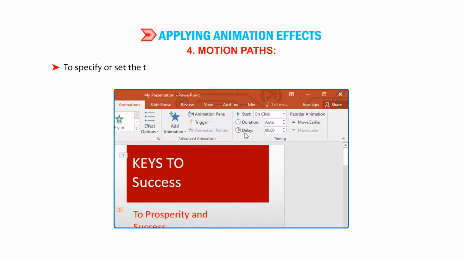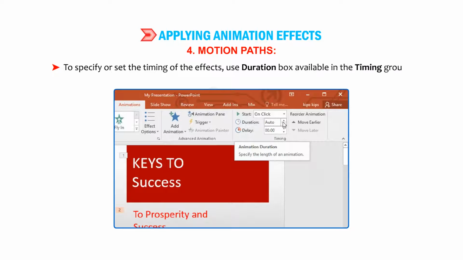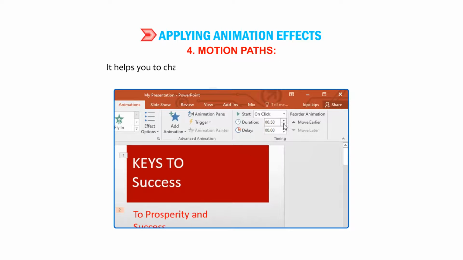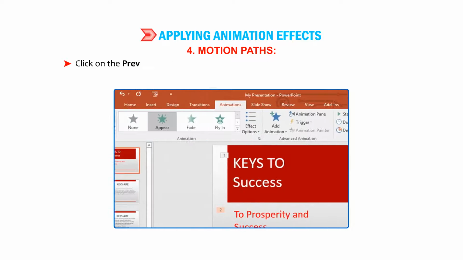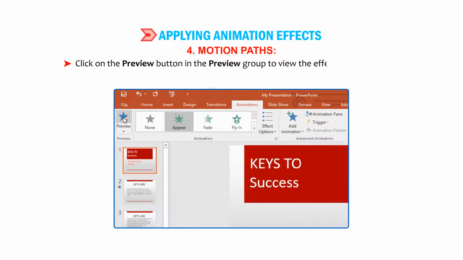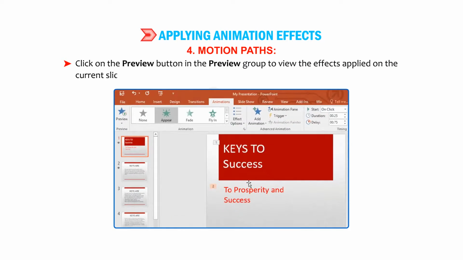To specify or set the timing of the effects, use the Duration box available in the Timing group. It helps you to change and control the speed of the animation effect. Likewise, you can set the delay time before the animation begins by using the Delay box. You can also use the Reorder Animation buttons to change the order in which the animation effects appear. Click on the Preview button in the Preview group to view the effects applied on the current slide.